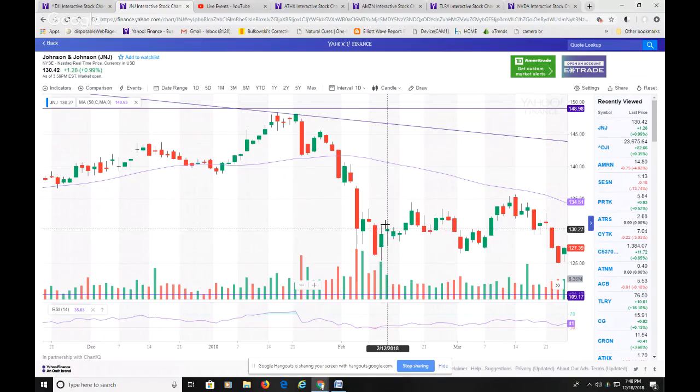On 2/9, we have a perfect Harami. We have a bullish Harami. We have a long downtrend, 17 candles long, a nice downtrend. Now we have the body of the green candle totally engulfed in the body of the red one. So we have a bullish Harami.